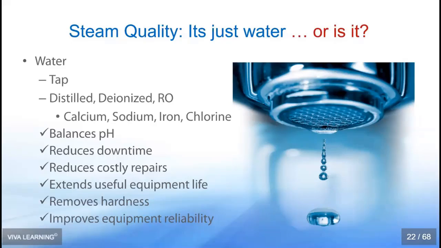We also want to make sure that we understand the difference between steam quality and steam purity. When we talk about steam quality, that's what we're talking about with the saturated steam, the less than 3% moisture level. That's steam quality. While steam purity has to do with the chemical contaminants, like the minerals, that might be in there.